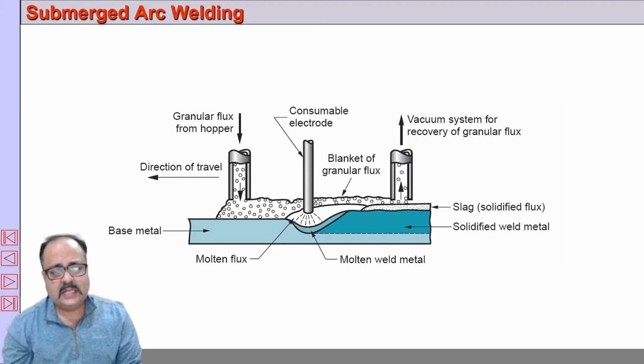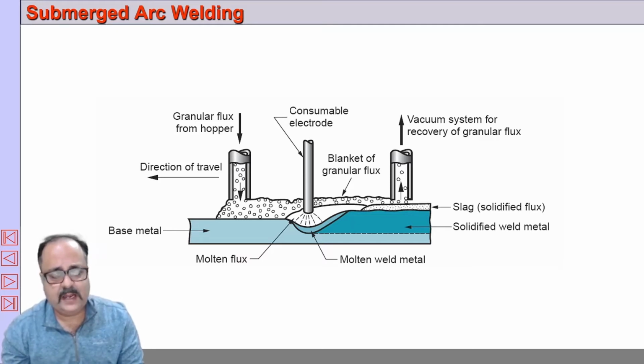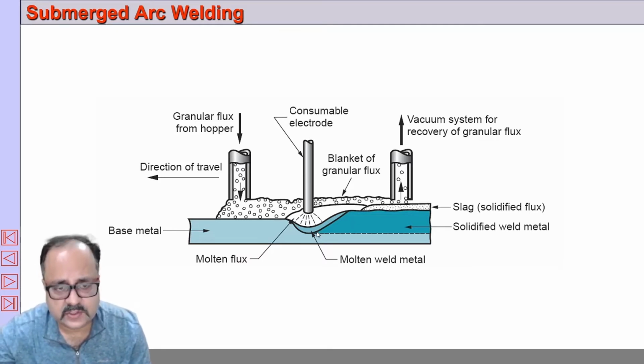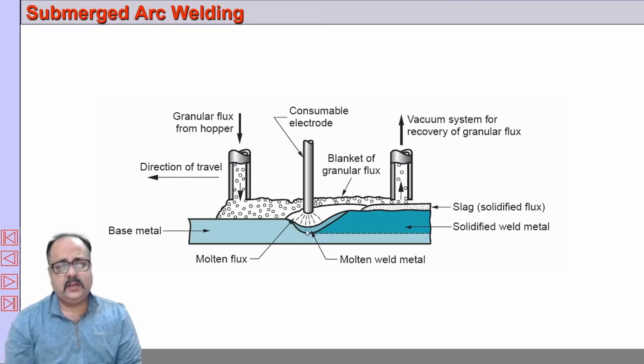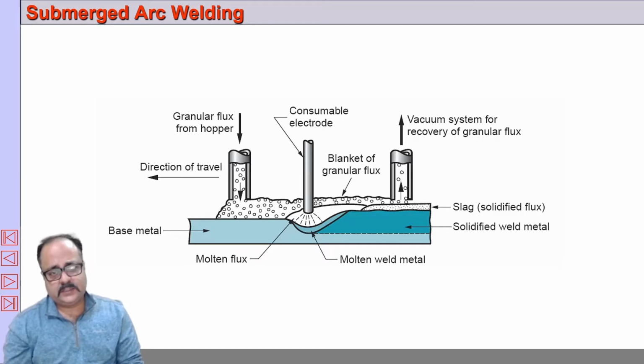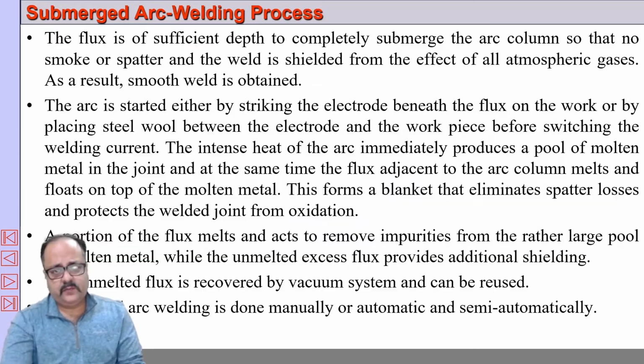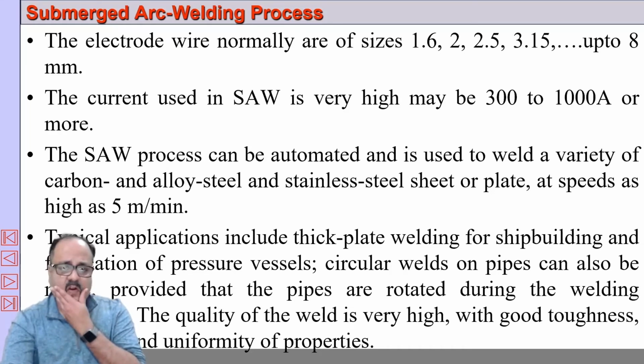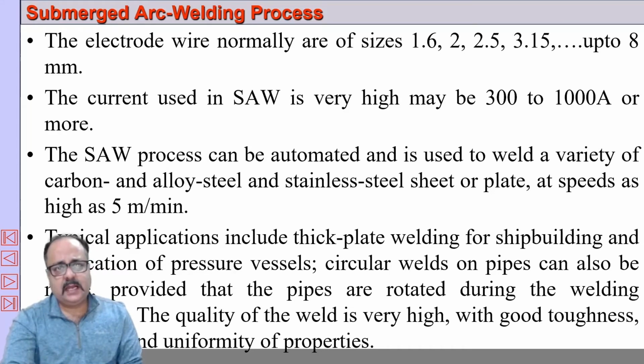So there is no chance of any oxidation, so the weld quality is very good. Spatter is nullified, and the arc is highly constricted, so the heat is intense, and we can obtain deep penetration. Therefore this process is capable of welding thick metal plates. If you want to weld thick metal plates, this will be an alternative for such cases, and the amperage varies from 300 to around 1000 ampere.